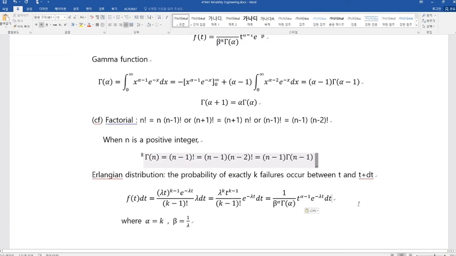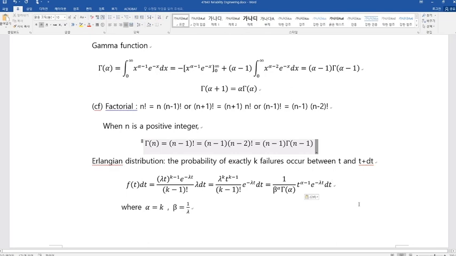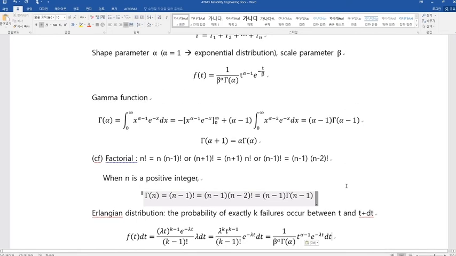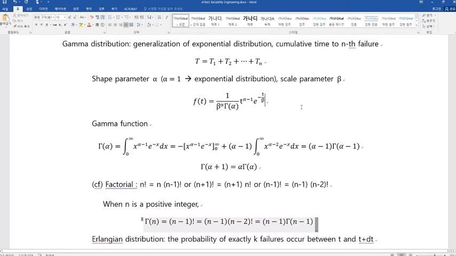But at least by introducing this Erlang distribution, you may be able to see the exactly same form of equation, and that will help you understand how this gamma distribution is derived.